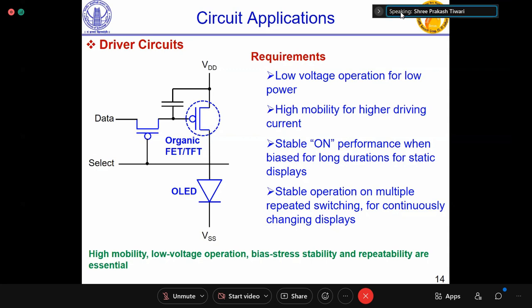Second, if it is a dynamic display, where the display is changing, then you have to think about multiple operations, when you switch on the same device multiple times: switch on, switch off, switch on, switch off. These IV characteristics should not change. This is called multiple repeated switching. So these are the two essentials, along with, obviously, high mobility and low voltage operation. You want bias stress stability and repeatability. These are essential for any device.